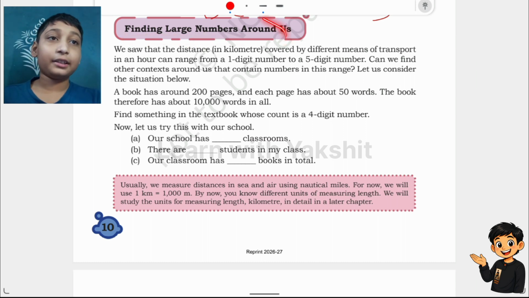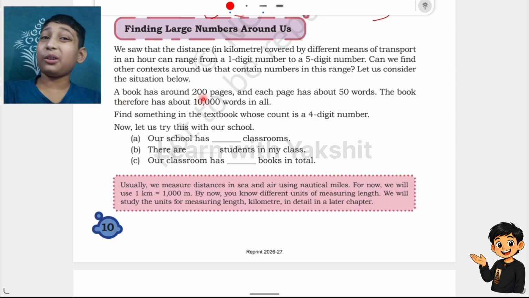Finding large numbers around us. We saw the distance in kilometers last episode, covered by different means of transport in an hour, that can range from 1-digit to 5-digit numbers. Can we find other contexts around us that contain numbers in this range? Let us consider the situation below.